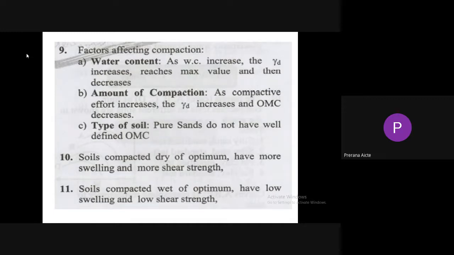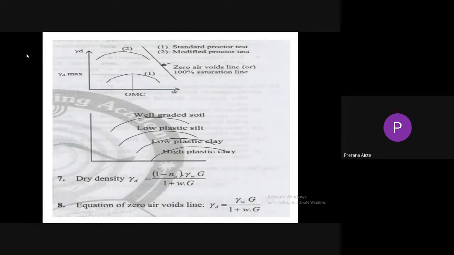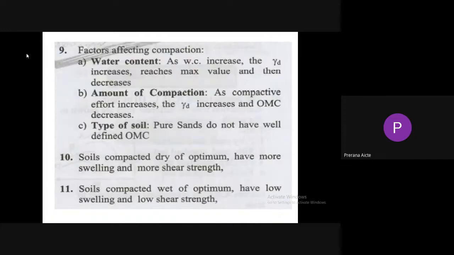We can see from the figure, as the compaction effort increases, that means if you go from standard Proctor test to modified Proctor test, optimum moisture content decreases and maximum density increases. For type of soil, pure sands do not have a well-defined optimum moisture content.